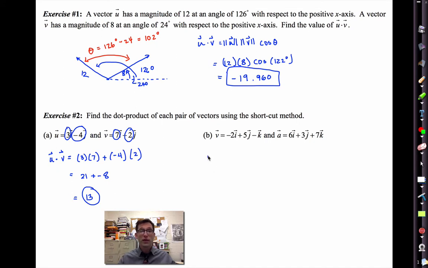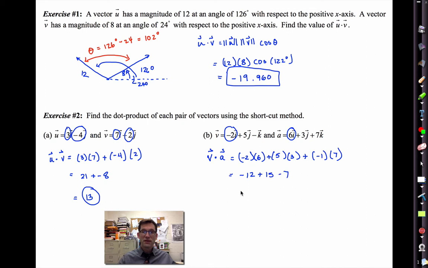Right now, for three-dimensional vectors, if I want v dot a, I'll do negative 2 times positive 6. I'm going to write all of this out. I'm sure many of you would just do some of it in your head. Then positive 5 times positive 3, and then negative 1 times positive 7. That'll give me negative 12 plus 15 minus 7, and that would give me negative 4.